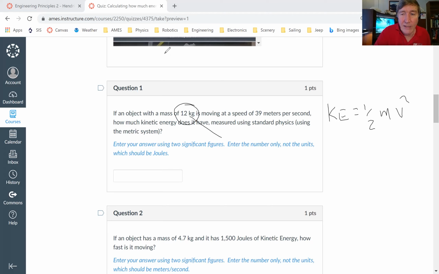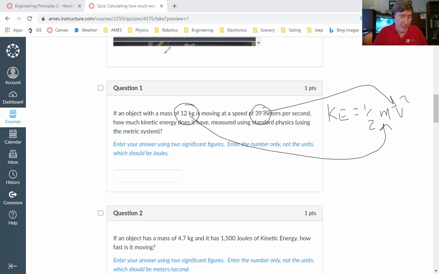So 1/2 mv squared. And so if the mass is 12 and the velocity is 39, I'm going to put that in my calculator. So we get 1/2 times 12 times 39 squared. Don't forget to square the 39. Okay, so the answer I get on my calculator is 9,126. And so many of you entered that into Canvas, and Canvas said wrong.